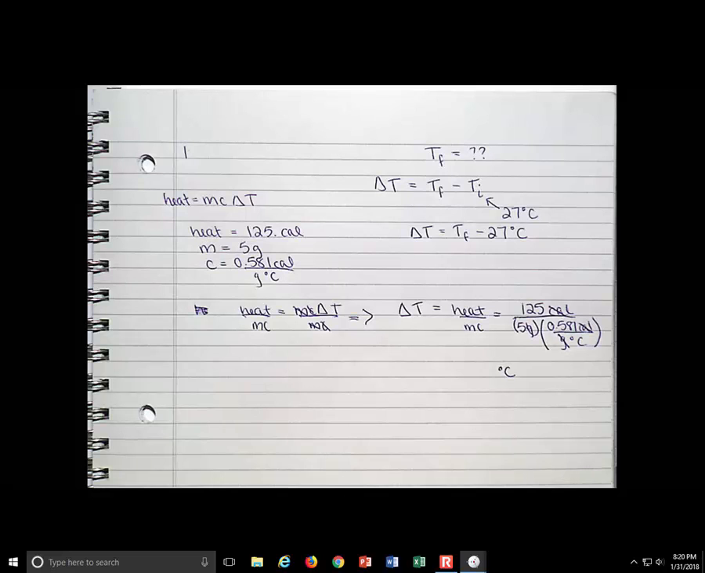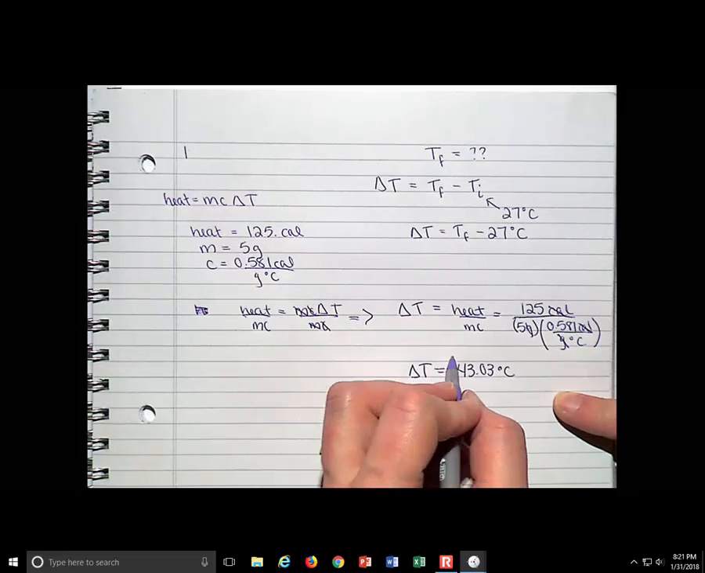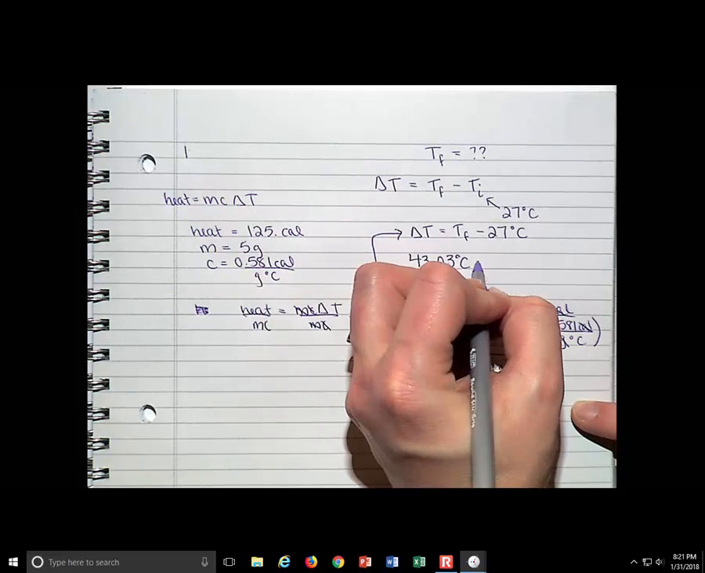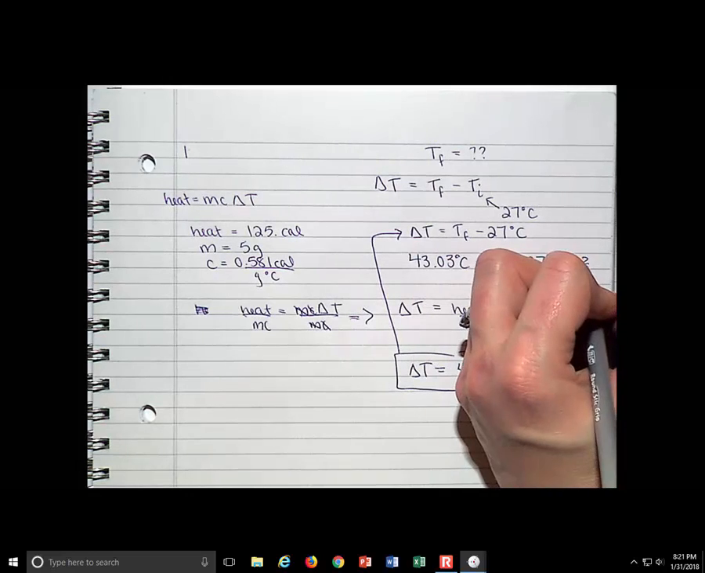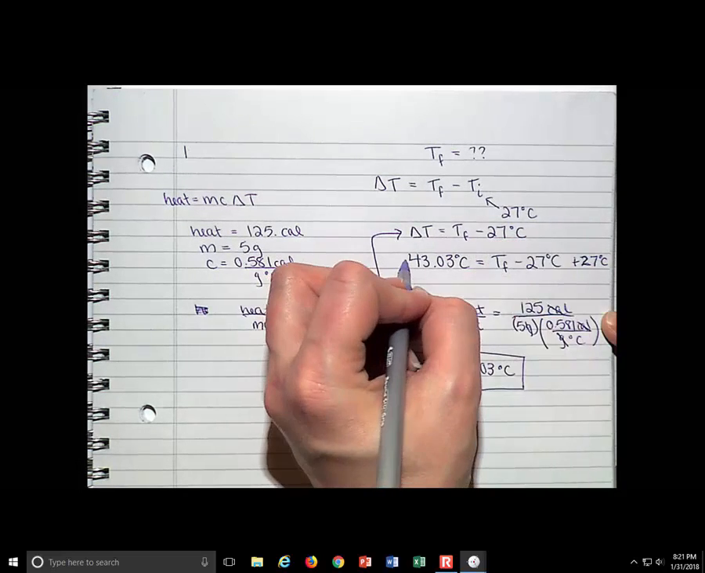If I take 5 times 0.581, I get 2.905. So I'm going to take 125 and divide it by 2.905, and I end up with 43.03 degrees Celsius for my delta T. And now, to get TF by itself, I'll add 27 degrees Celsius to both sides.